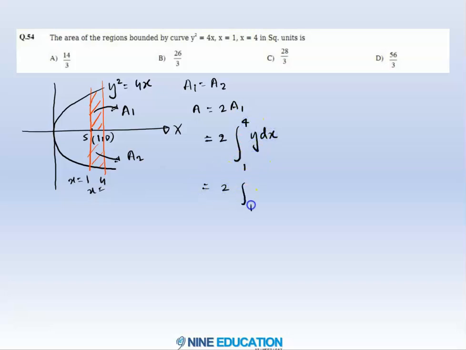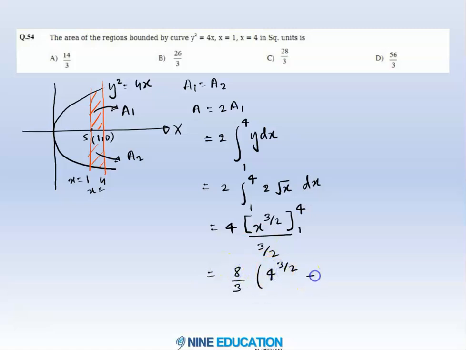So this is 2 times the integral from 1 to 4. In place of y, I can write 2 root x, because y square is equal to 4x, dx. So this is 2 into 2, which is 4. The integration of x root x is x power 3 by 2, divided by 3 by 2. We can put the limits from 1 to 4. So we will be getting 8 by 3 times (4 power 3 by 2 minus 1 power 3 by 2). 4 power 3 by 2 is basically 8. 8 minus 1 gives 7. So this is 56 by 3, which is option number D.